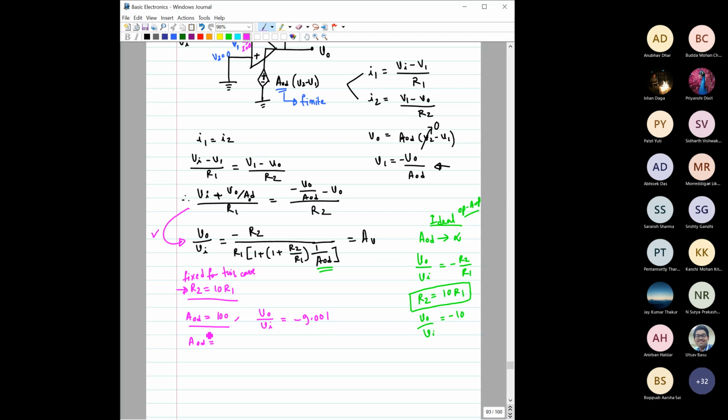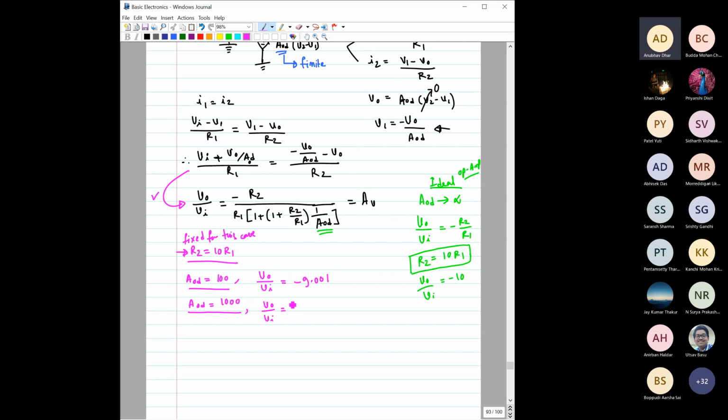Then say if we have considered AOD to be equal to 1000, then 9.89. Okay. Say AOD equal to 10,000. Now this time, how much? 9.98, 9.99. Okay, I have not calculated this value. So what you are telling, I am writing it here.